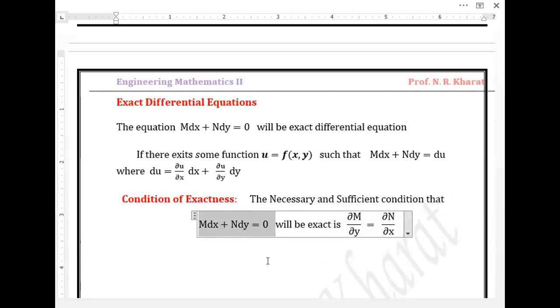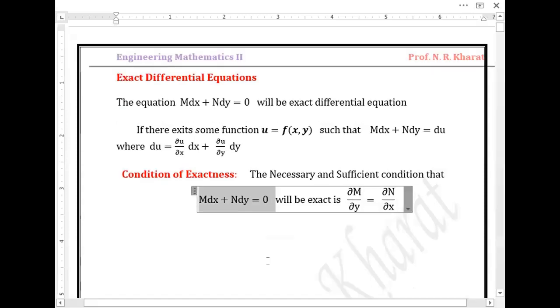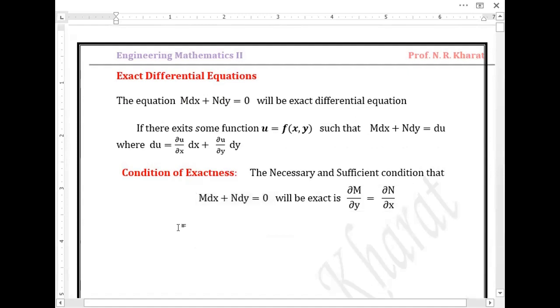This, partial M upon partial y is equal to partial N upon partial x, is the necessary and sufficient condition to check whether the given differential equation is exact or not. If the partial derivative of M with respect to y and the partial derivative of N with respect to x are identical, then the given differential equation is exact. This is the simple criterion to find exactness.